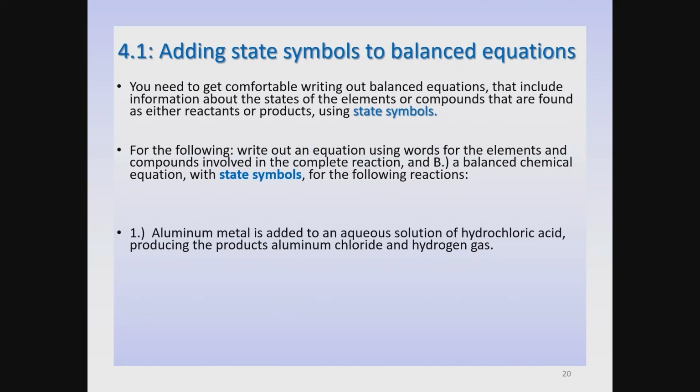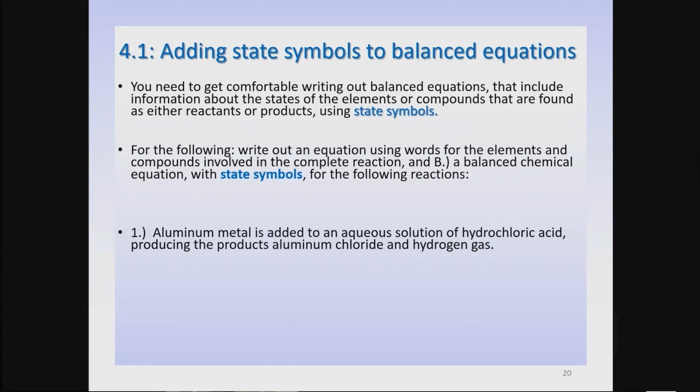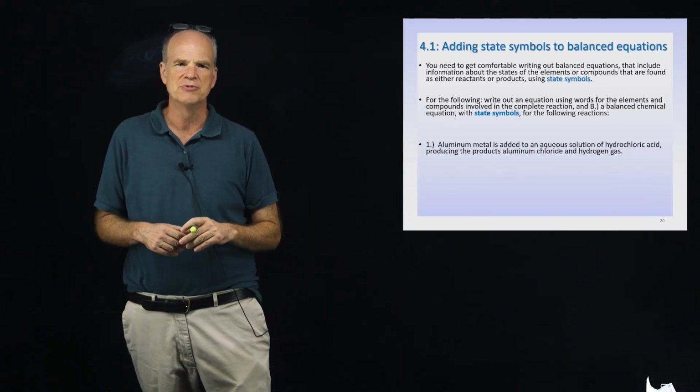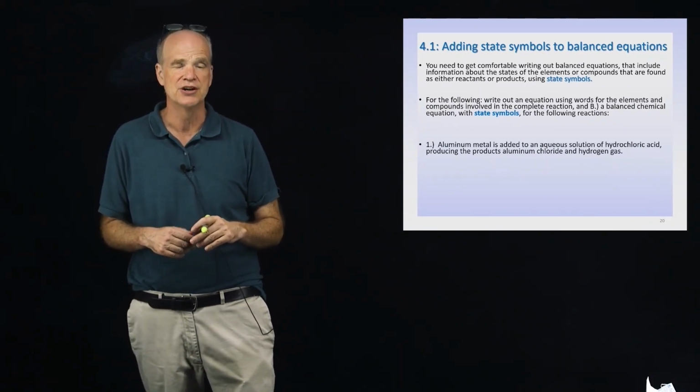The first one is: aluminum metal is added to an aqueous solution of hydrochloric acid, producing the products aluminum chloride and hydrogen gas. Before we launch into that, let me mention what the four state symbols we usually use in chemistry are.